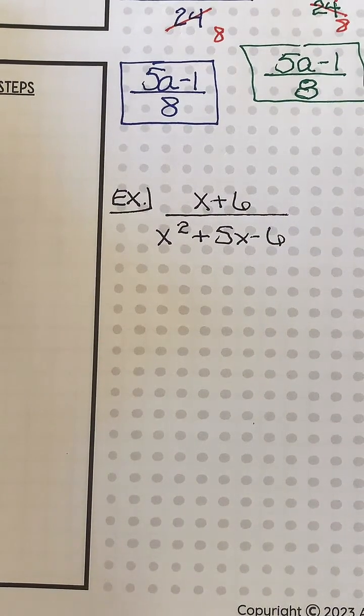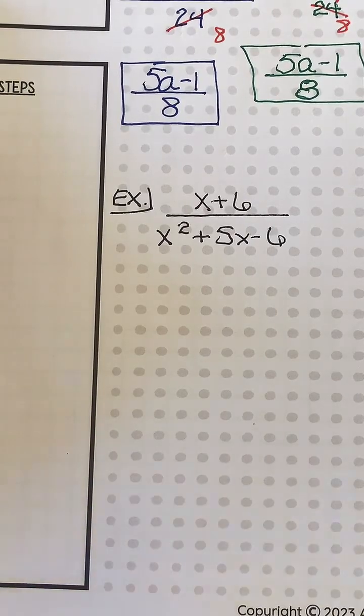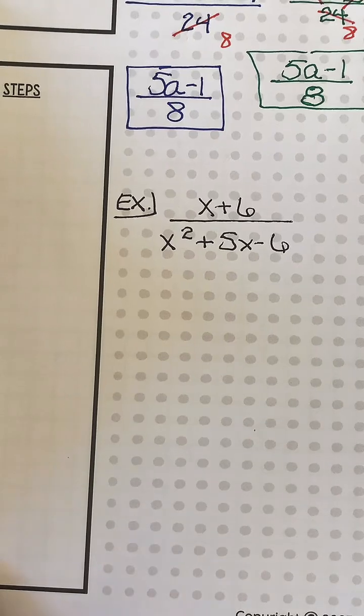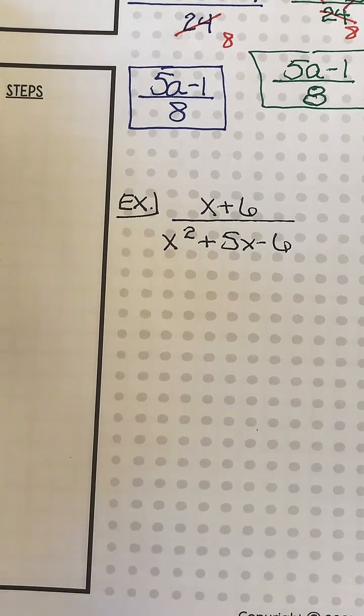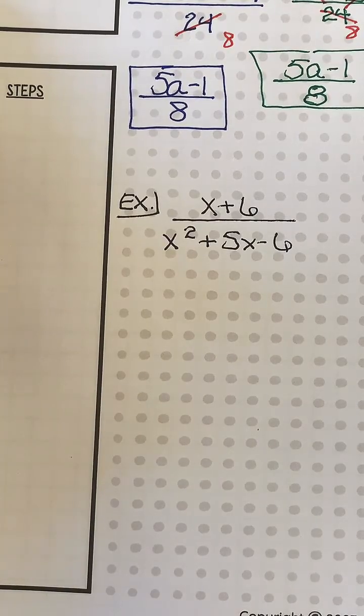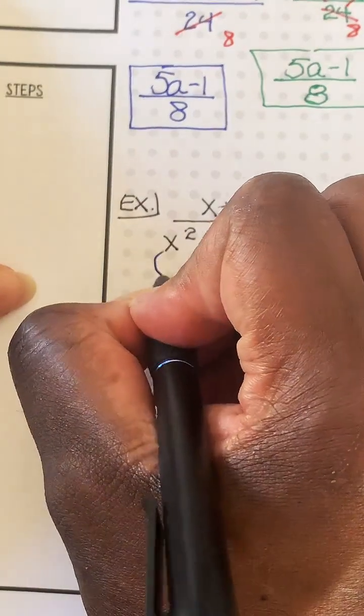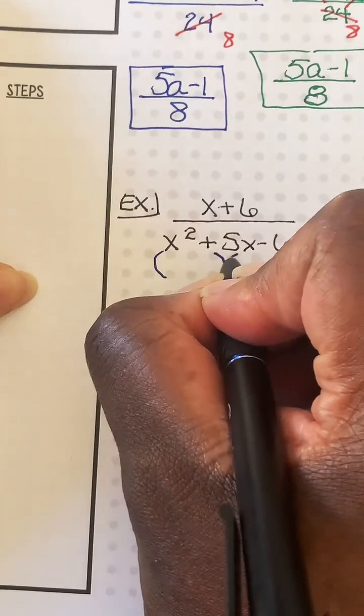All right, then I'm having x minus 1. Okay, then we have plus 6 minus 1. Okay, so let's factor this out. Notice that the denominator needs to be factored.